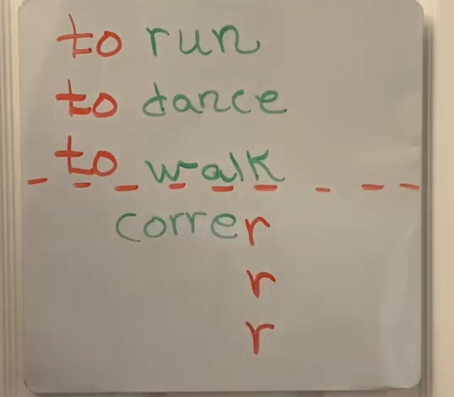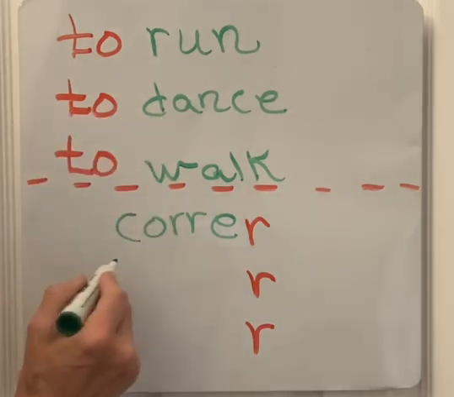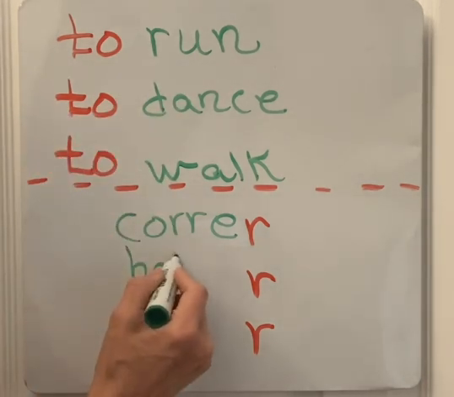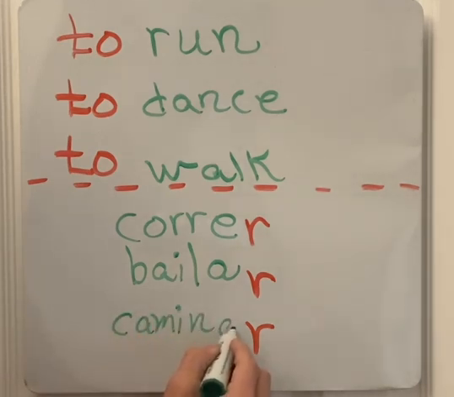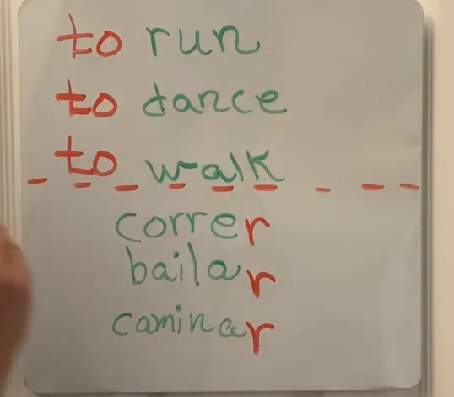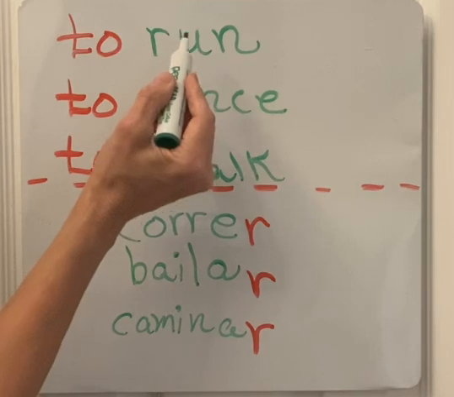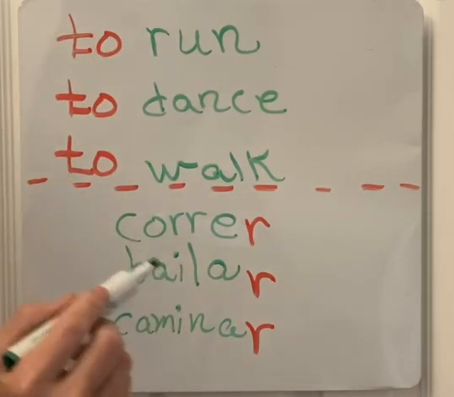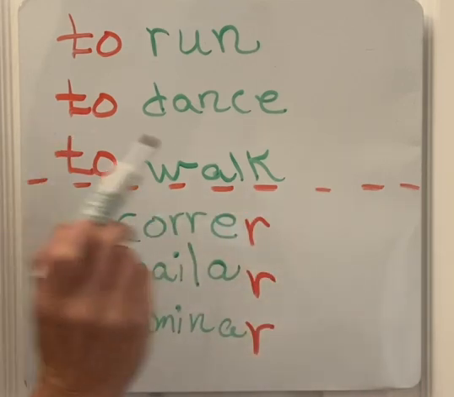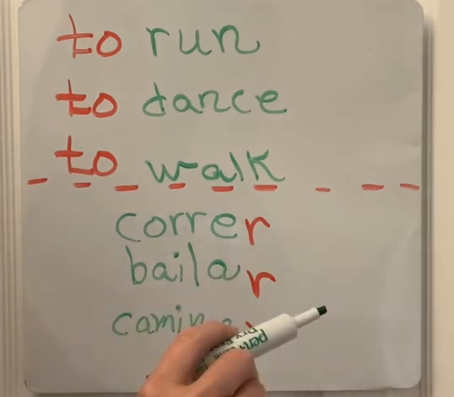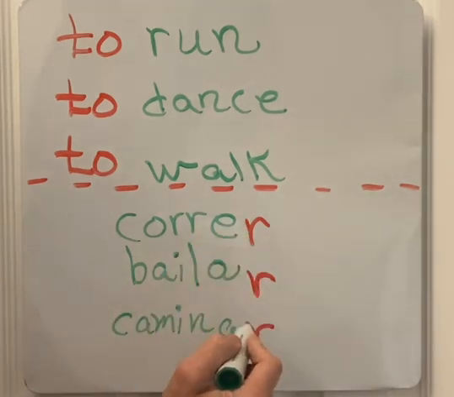correr. To dance would be bailar. To walk would be caminar. Okay? So anytime you have this form, you have your verb and the "to" in front of it, you know that if you want to translate that into Spanish, your answer will have one word, one verb, and it's always going to end with an R because of that right there.